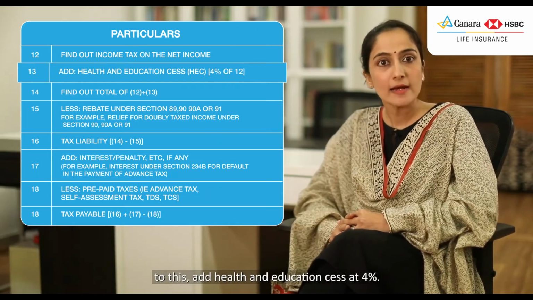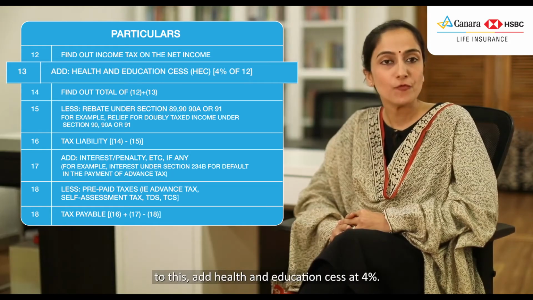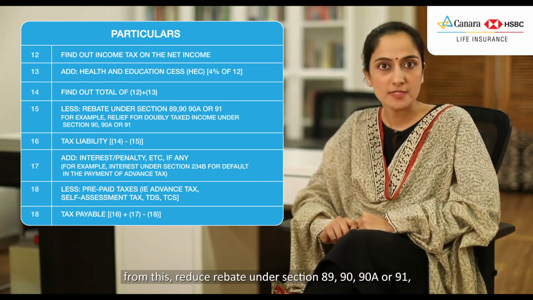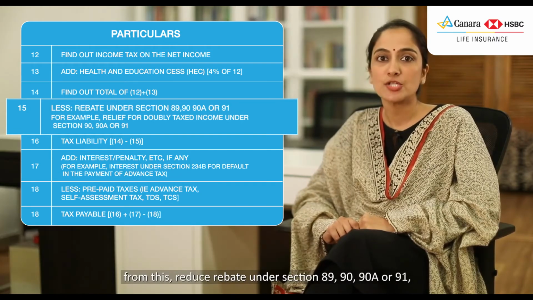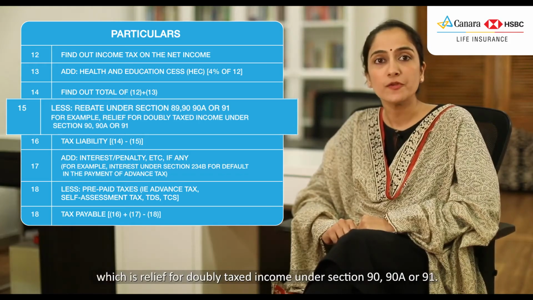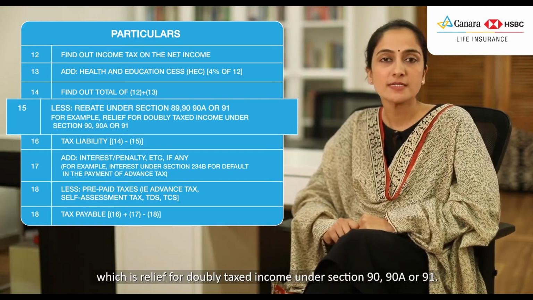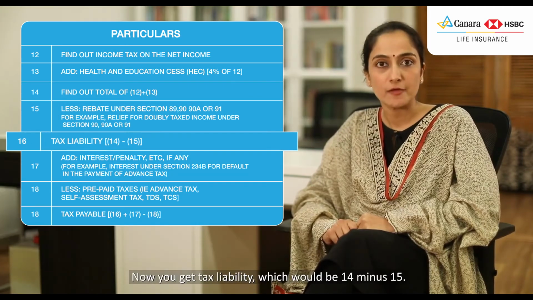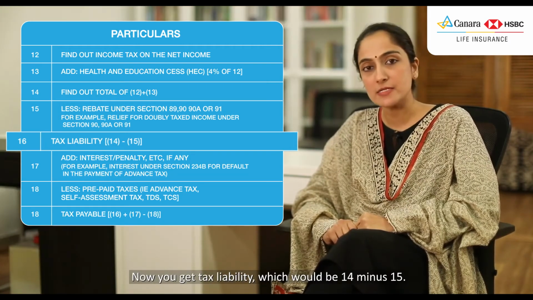To this, add health and education cess at 4%. Find out total of 12 and 13. From this, reduce rebate under section 89, 90, 90A or 91, which is relief for doubly taxed income under section 90, 90A or 91. Now you get tax liability, which would be 14 minus 15.